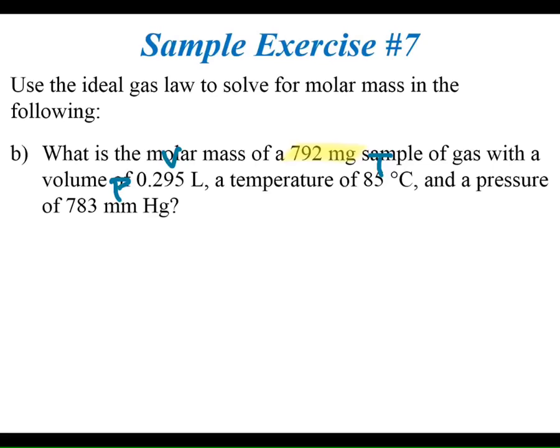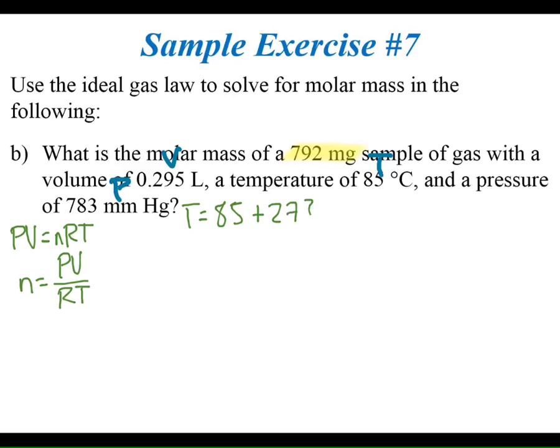We'll take PV equals nRT and solve for n. n equals PV over RT. So, which of those do we have to convert? Temperature and pressure. Temperature, we're going to take 85 and add 273. So it's 358. Pressure, we'll take 783 millimeters of mercury. Turn that into atmospheres.